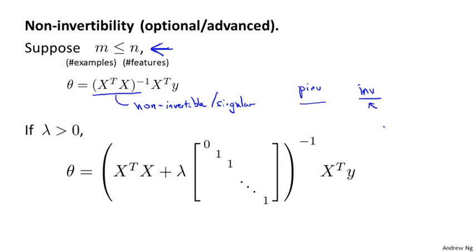Fortunately, regularization also takes care of this for us. Concretely, so long as the regularization parameter lambda is strictly greater than 0, it is possible to prove that this matrix, X transpose X plus lambda times this funny matrix here, will not be singular and will be invertible. So using regularization also takes care of any non-invertibility issues of the X transpose X matrix as well.